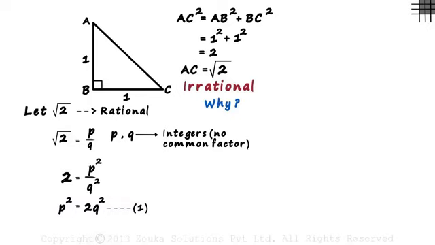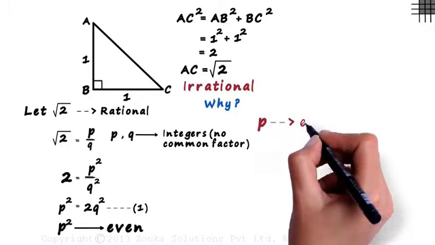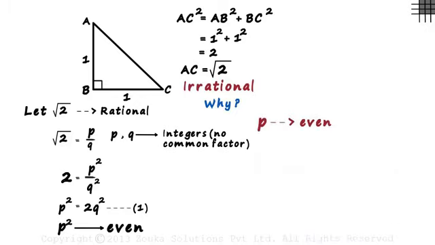What does this tell us? We know that 2 multiplied by anything is even. So the first equation tells us that p squared is even. It also means that p is even. That's because if the square of a number is even, the number has to be even. 2 squared is 4, 6 squared is 36. If the square is even, the number is also even.